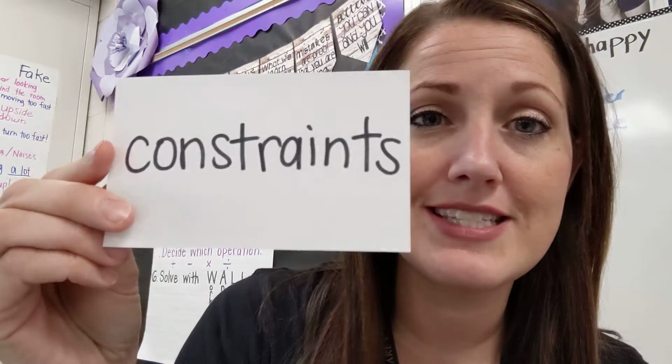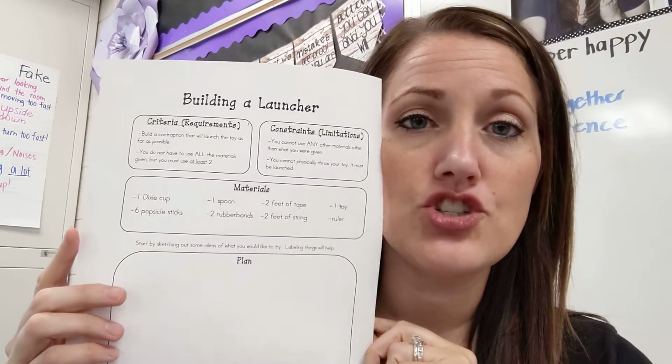Watch this video first. So we had talked about criteria, the requirements that you have to fulfill to make an experiment work, and constraints, the limits that you have on that experiment. We talked about that yesterday. So now we are going to be doing this paper from your October kit, Building a Launcher. And right on there it talks about the criteria and the constraints that we have.